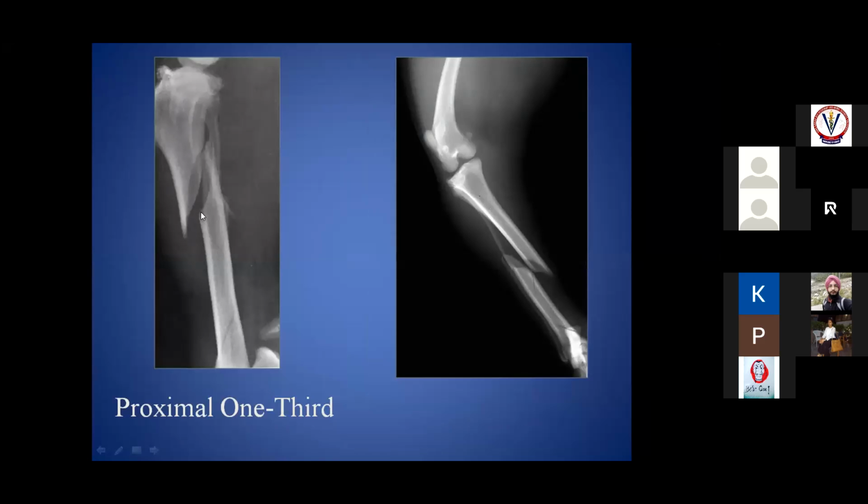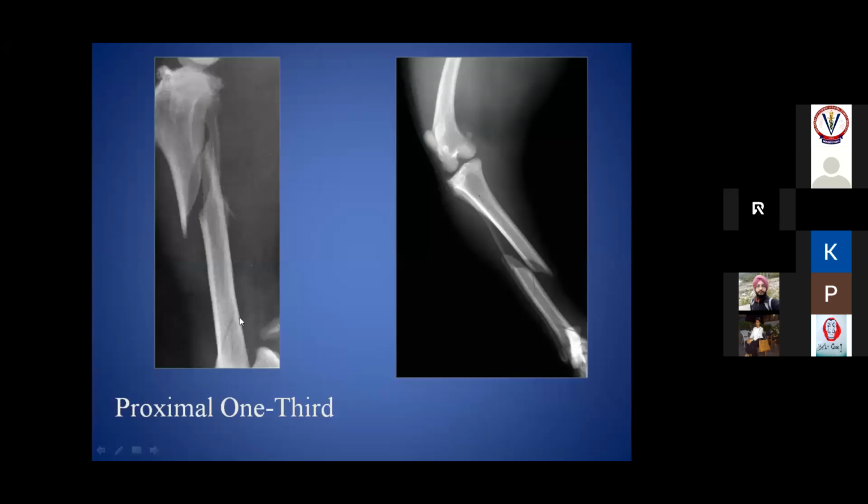In diaphyseal again, we can divide the diaphyseal fracture as proximal 1/3, mid shaft, and distal 1/3 based upon the location of the fracture. So this example is of a proximal 1/3 oblique fracture. Now this is a mid diaphyseal fracture, again an oblique fracture. Both are oblique fractures. This is in the proximal 1/3 of the bone. This is in the mid shaft of the bone.